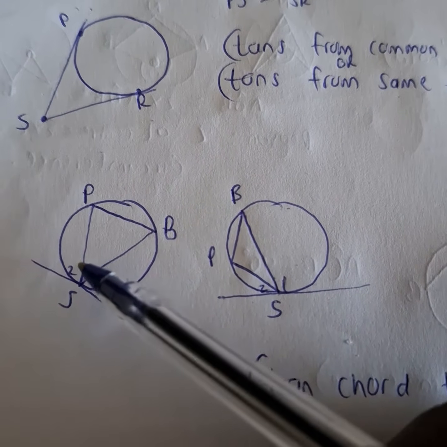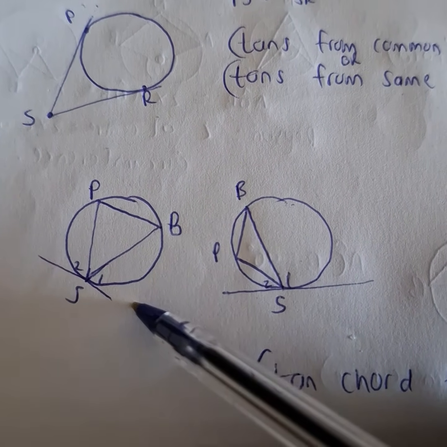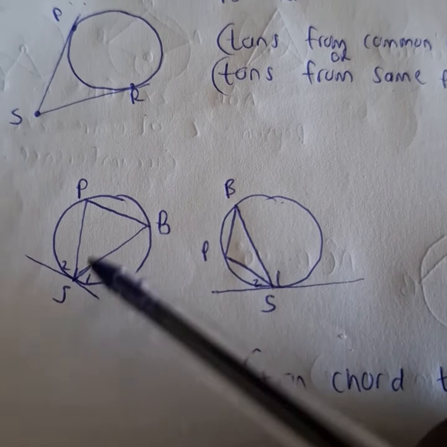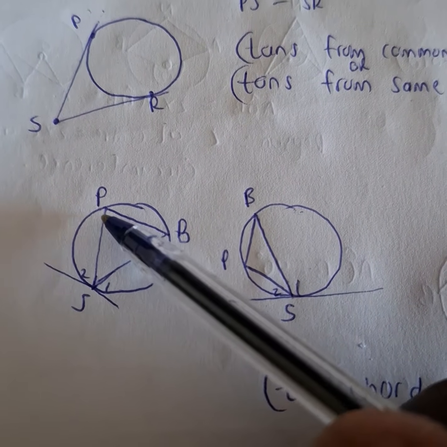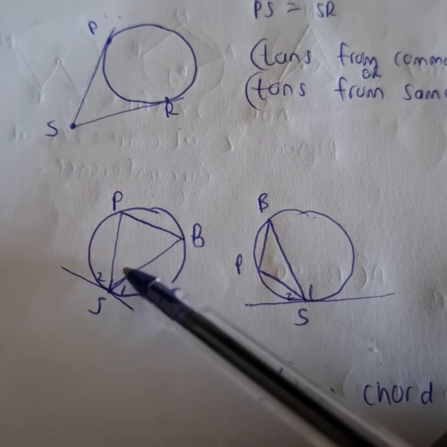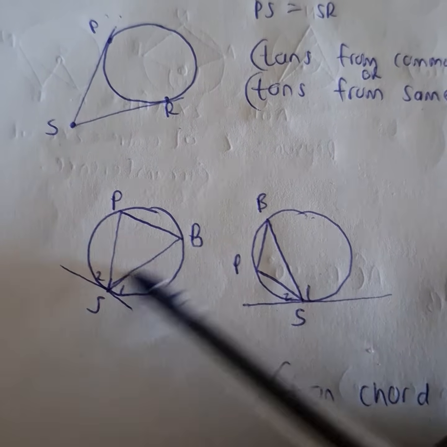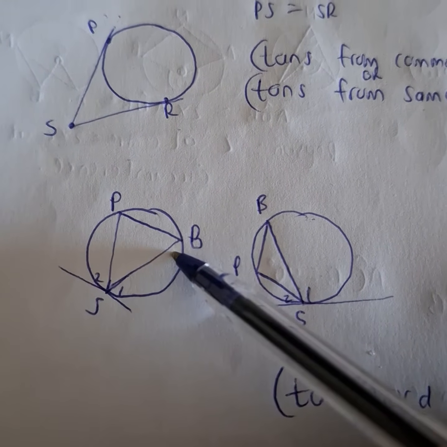So angle S1 is formed by chord SB and this tangent. That's angle S1. That angle is equal to angle P because it is the angle subtended by the chord SB.